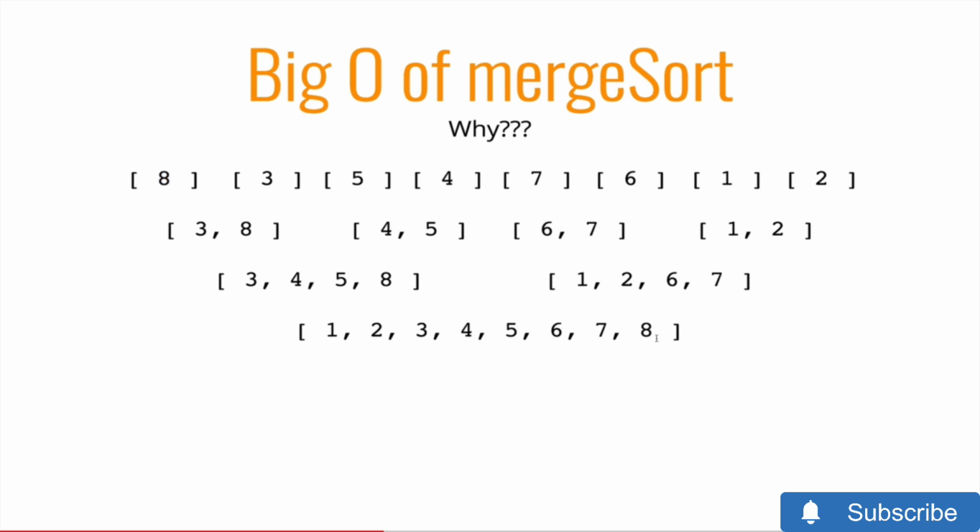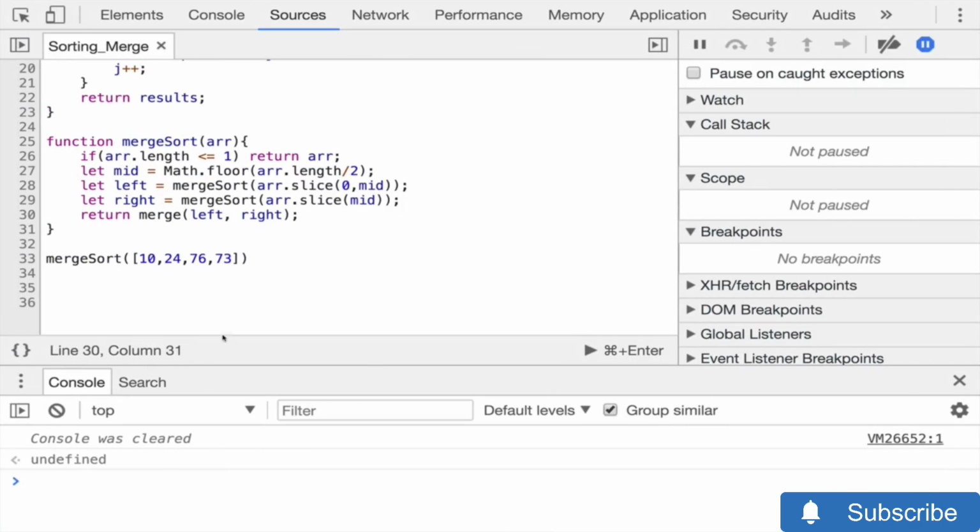So what's the relationship here? If we have 8 items in the array, n is 8, how many times do we have to split in order to get single element arrays? In this case, it's 3. But if instead we had an array of 32 items, I'm not going to type it all out, but imagine that I'm just writing the length here.